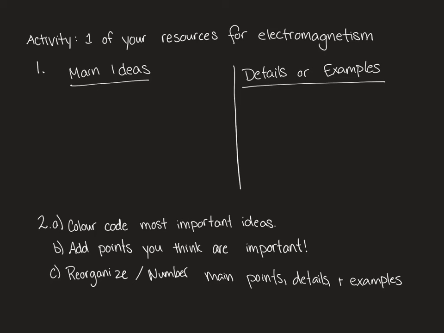Finally, once you've color-coded and seen where the important details are, you can reorganize your notes if you need to, or you can go through and number your main points and your details and examples. This is almost launching you into that next step of planning an outline, but right now it's just organizing and detailing how you want to have your ideas grouped.